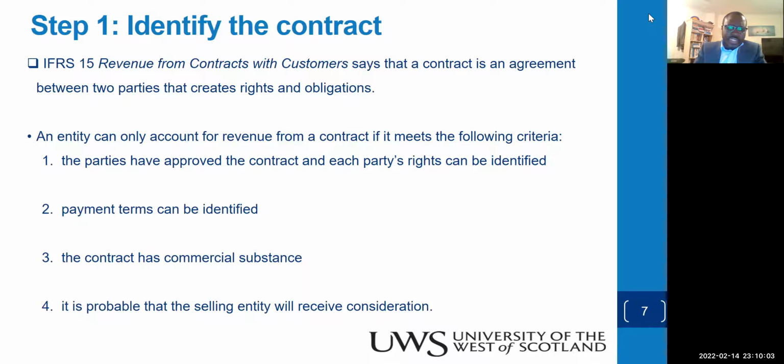So it is stated that an entity can only account for revenue from a contract if it meets these criteria. One, the parties on both ends, the one with the right, the one with the obligation, they've approved the contract and they've clearly identified each party's rights and obligations. That's the first thing. It's like a normal law of contract, where we know that we will sign a contract. I know what I'm supposed to deliver. I know what I'm expected to claim from the contract.